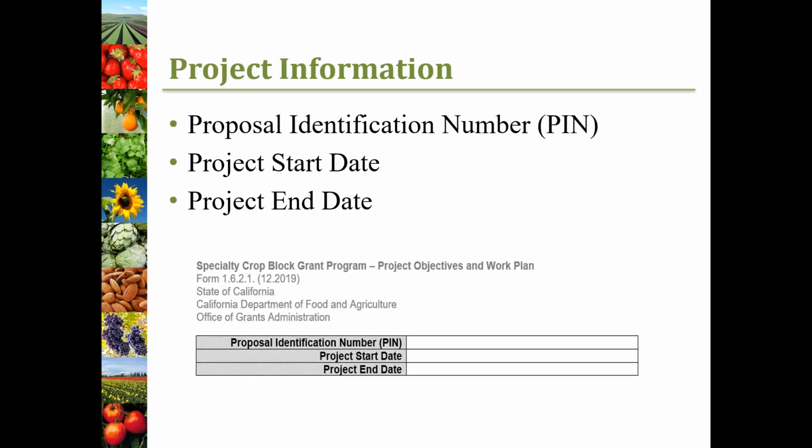At the top of the project objectives and work plan template, enter the proposal identification number or PIN assigned to your project in FAST. Estimate the date project activities will begin and the date project activities will end. Projects may not start before November 1st, 2020 or end after April 30th, 2023.